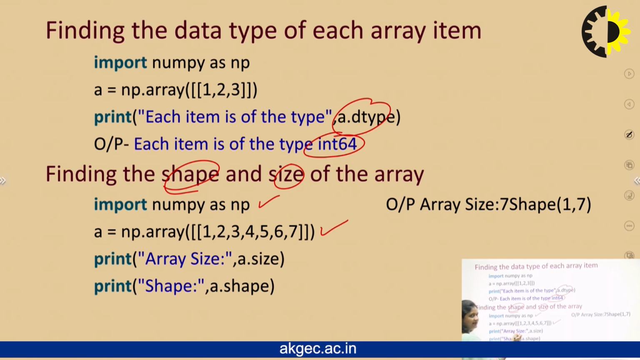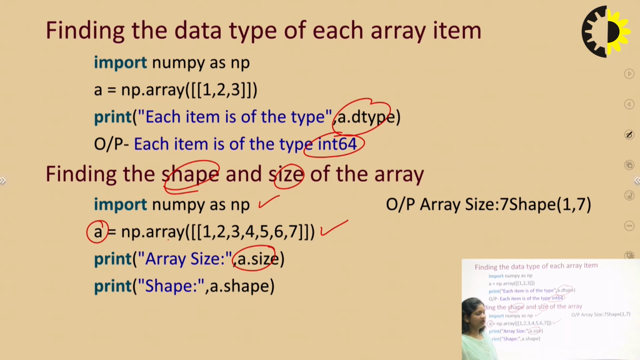So for array size, we have to mention a dot size, because the list is under the variable a. a dot size, and for shape, a dot shape. So the output will be array size 7: 1, 2, 3, 4, 5, 6, 7, because there are 7 elements in this. So the array size will be 7. And what is the shape of this array? It is 1, 7.